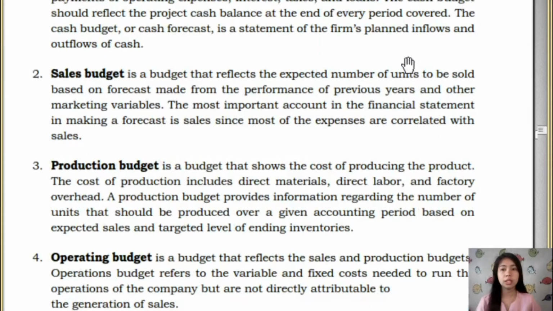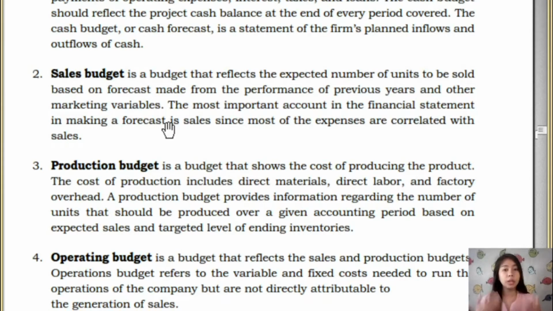It is the budget that reflects expected number of units to be sold based on forecasts, even like in the previous performance in previous years, and other marketing variables. So performance from previous years, let's say for example in 2019, from January to March, let's say you have a school supply business, January to March, units sold previous year, 2019, let's say 100,000 units sold. From April to June, units sold would be 500,000, let's say, because opening up classes. So that would be your basis.